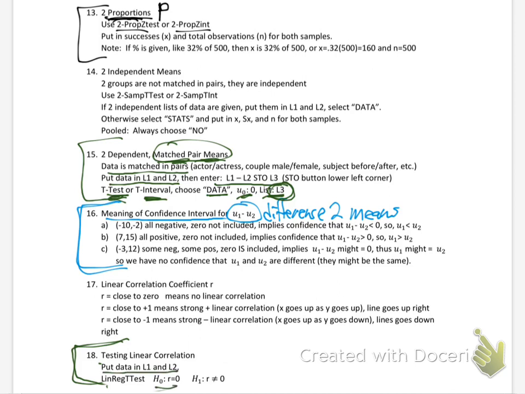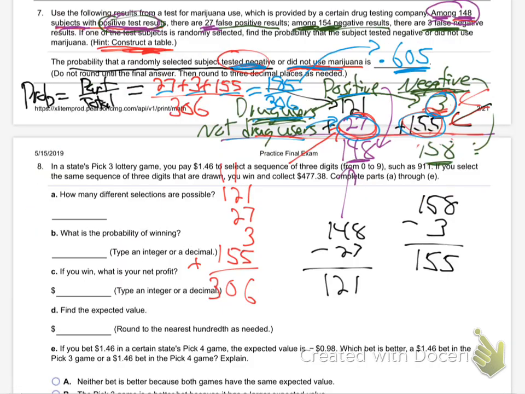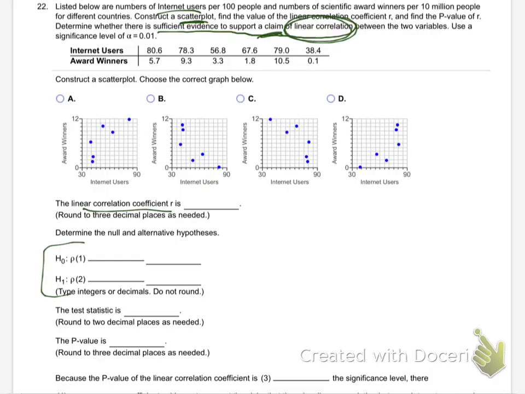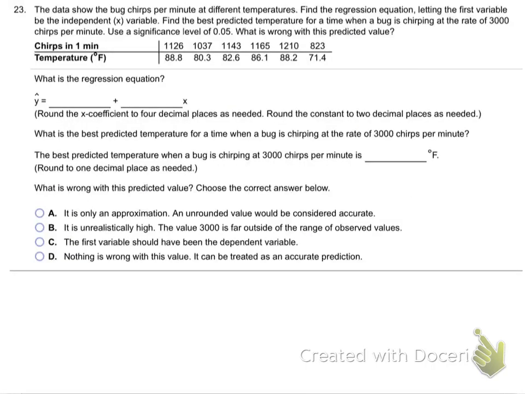Put the data in L1, L2. Your test is telling you what the H0 and the H1 are. Every time they're the same: R equals 0, R does not equal 0. And you can test the linear correlation. Linear regression t-test is what you choose on your calculator. So number 18, final exam notes. Number 23, the data below show bug chirps, and so on. What's the regression equation? What is the best predicted temperature? Oh, we're predicting things with a linear regression equation. Let's go to the notes.